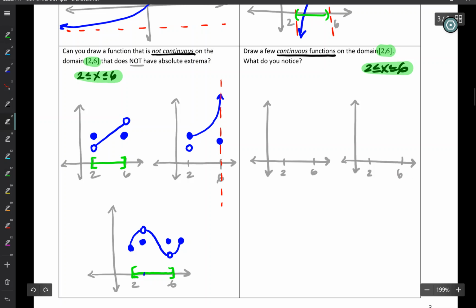Assuming you've given this a try, what you may have observed is that when my domain is closed and my function is continuous, you are guaranteed to have an absolute max and an absolute min. You're guaranteed to have global extrema. And that's because if my domain is closed, my range will be closed as well for a continuous function.